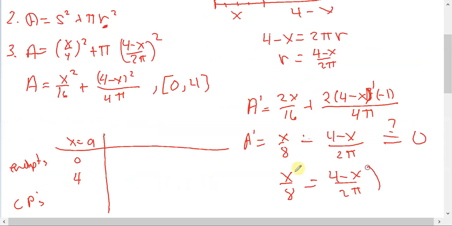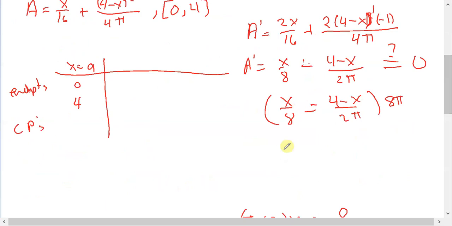I'll clear out these fractions by multiplying by 8 pi. And so on this side, multiplying by 8 pi, I'm going to get pi times x.